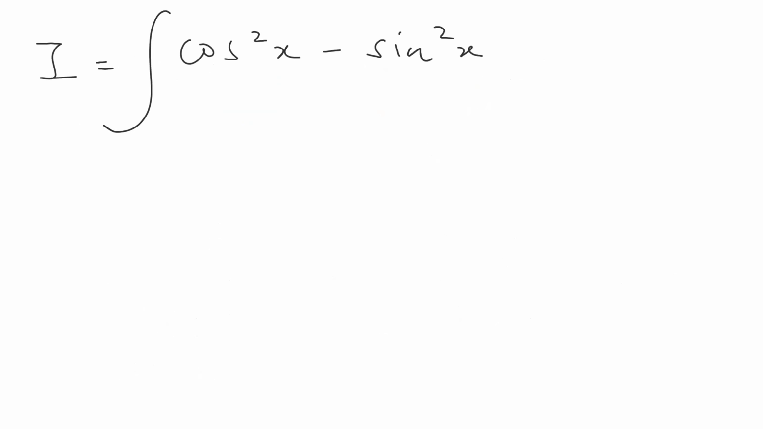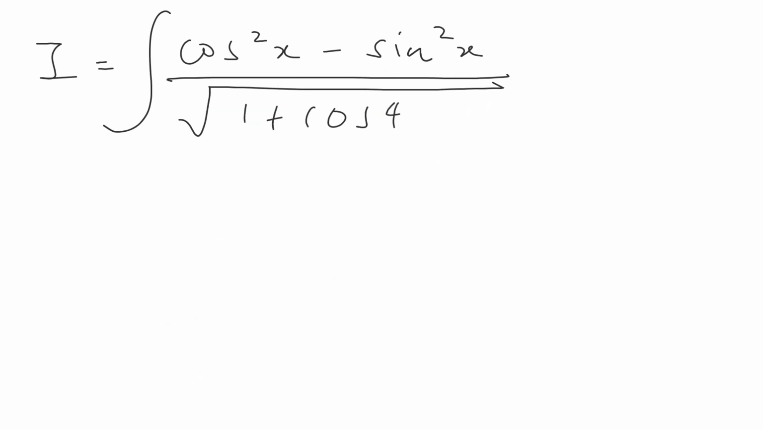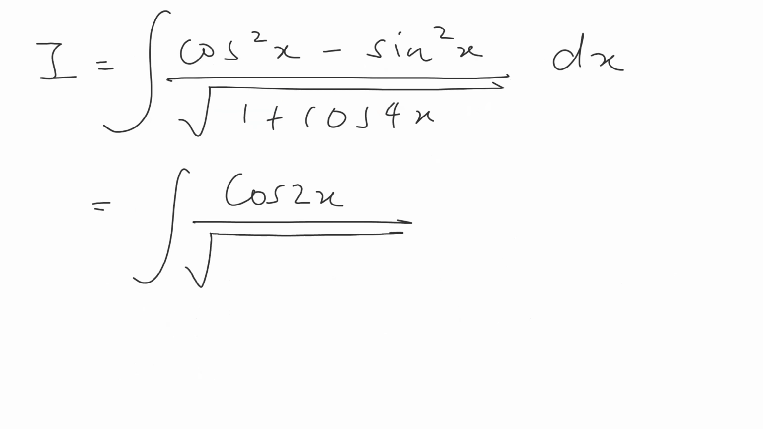Next problem. Integration of cos square x minus sine square x upon the root of 1 plus cos 4x. Half angle formula both in the numerator as well as denominator. Cos square x minus sine square x is cos 2x, and down, half angle for 1 plus cos 4x.